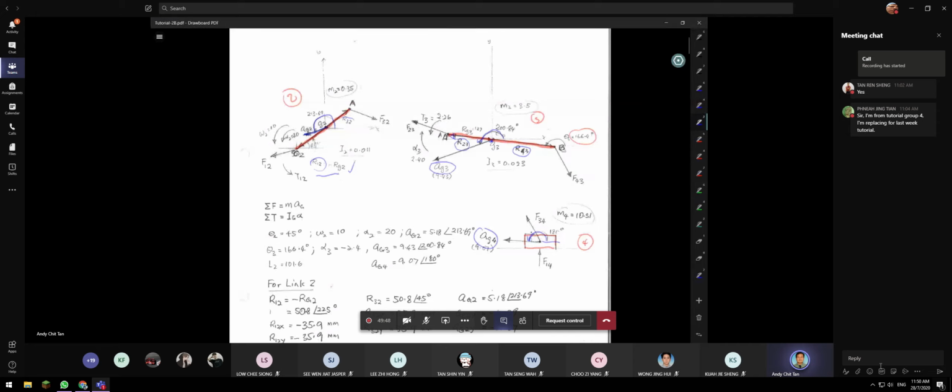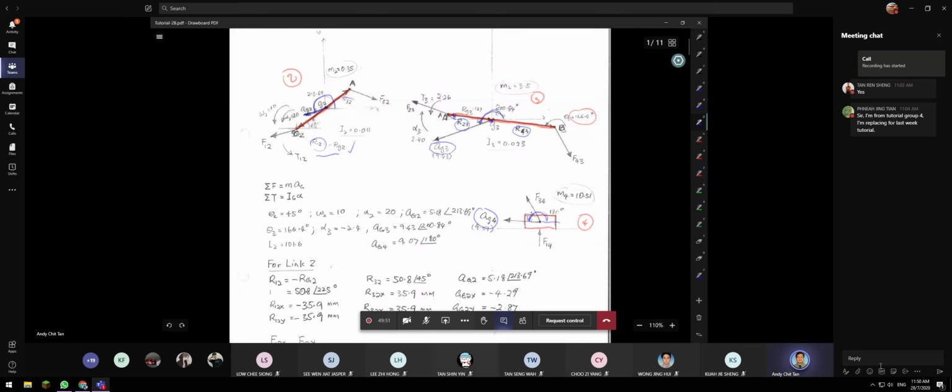Then you have to insert your force. Now your force value is arbitrary. Arbitrary means you do not know where it goes, so I can just simply assume.